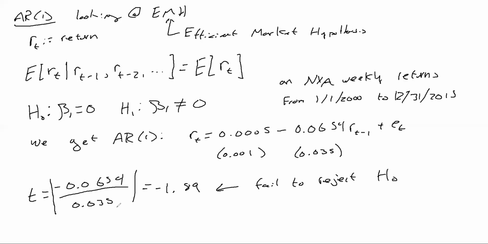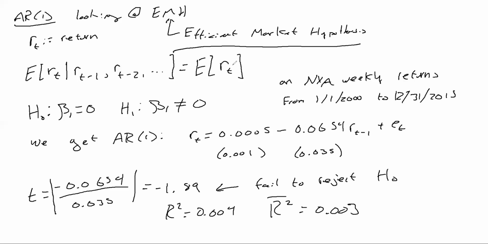And for this model, this is a bad model anyway. If we look at the R squared, I think it was 0.004, and the adjusted R squared was 0.003. So this is overall a bad model. Weekly returns, at least in this specific case, are a bad predictor for future weekly returns, and this is consistent with the efficient market hypothesis. In the next video, I'll go over how to do this in Python, and I'll show you how we ran this regression.